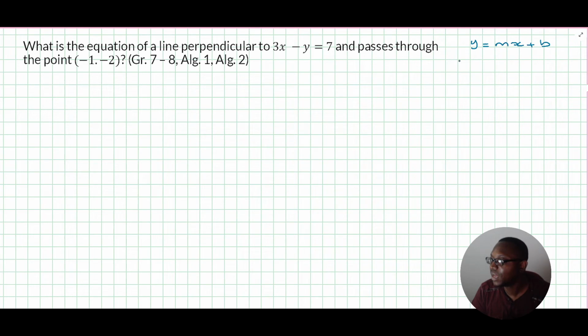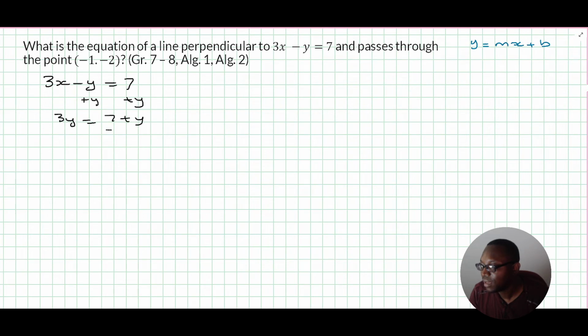Okay, let's go ahead and try this out. So the equation of the line is 3x minus y equals 7. We're going to write it in the form y equals mx plus b. So I'm just going to add y to both sides. So 3x equals 7 plus y, then subtract 7.